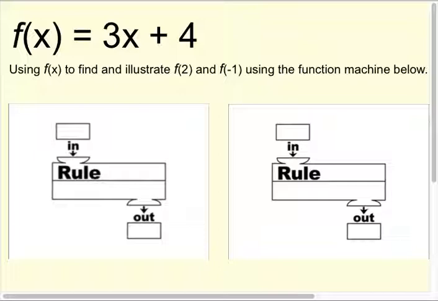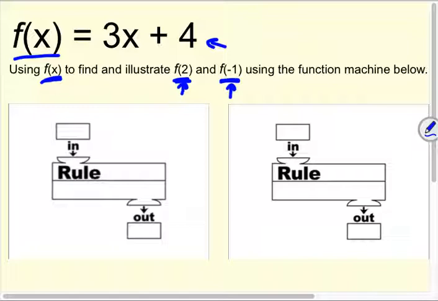Here's our function, f of x equals 3x plus 4. It says using f of x, which is the title of this function. There might be other functions, but we're working with f of x right now. You could have t of x, h of x, g of x, anything, but we're working with f of x, to find and illustrate f of 2 and f of negative 1. So we're going to plug in 2 for x, and then negative 1 for x, our input variable, using the function machine below.